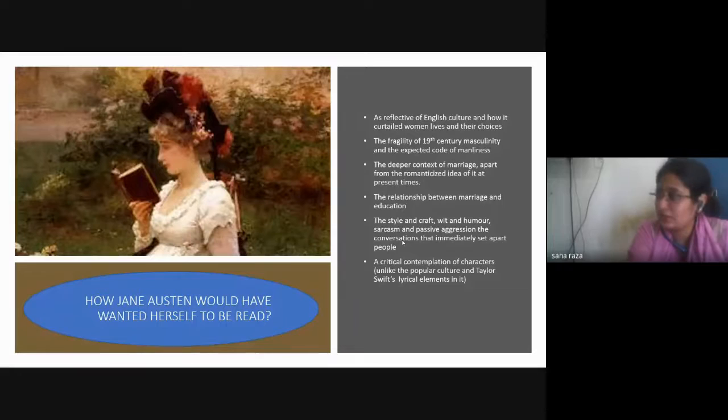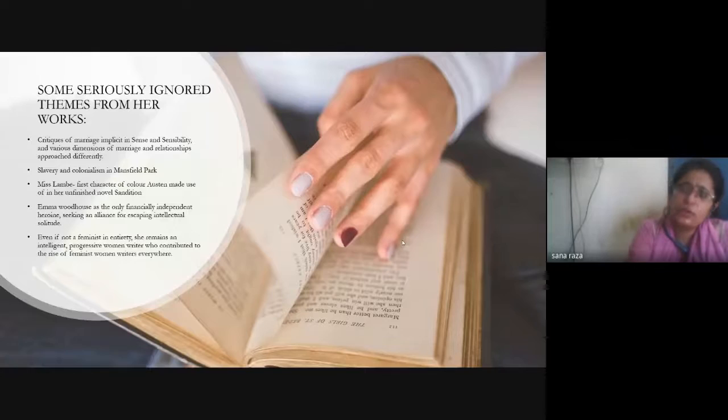A critical contemplation of characters, like what we see in popular media or how Taylor Swift makes her songs like Love Story and portrays a Prince Charming, is not the exact character that Jane Austen actually portrayed. There are several seriously ignored themes from her works, like critiques of marriage implicit in Sense and Sensibility. People have never evaluated the precedence of reason over emotion, and slavery and colonialism in Mansfield Park.